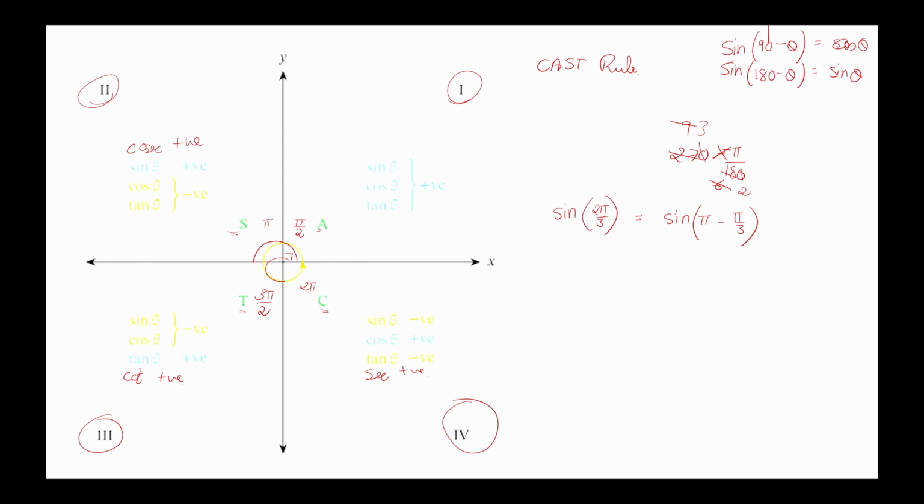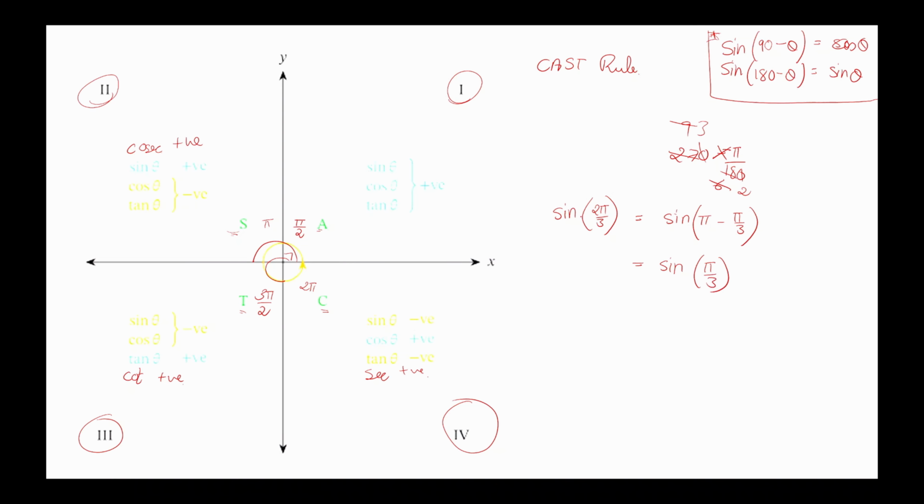And this works for each and everything. For cos also, it is going to be the same. Cos of 90 minus theta would be sine theta. Cos of 180 minus theta would be cos theta only. So whenever I have 180 minus theta, it's going to remain the same function. However, whenever I have 90 minus theta, the function is going to change to its co-ratio. So remember this formula. So I can represent this by pi minus pi by 3. So this would simply become sine of pi by 3.